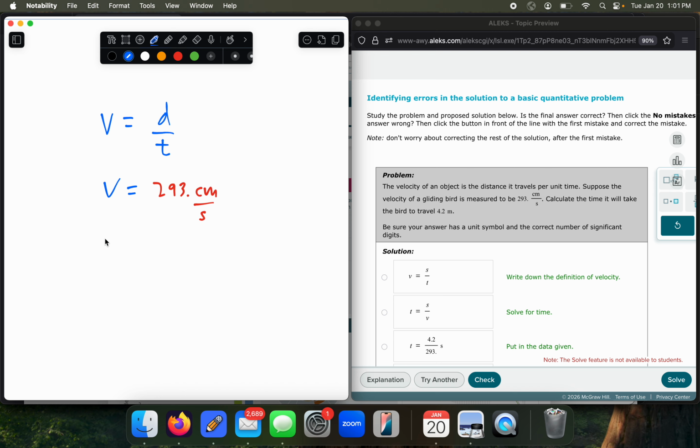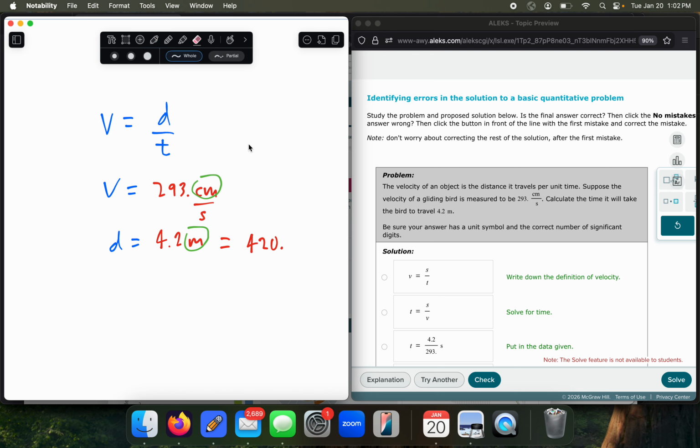And calculate the time it will take. All right, so we're supposed to calculate the time it will take. Oh, if the bird travels a distance, gotcha. A distance of 4.2 meters. Aha, okay, I see you got the same issue here. Centimeters and meters. So I'm going to convert this bottom one here to centimeters real quick. It doesn't matter which one you fix, but the easier one maybe is that. 4.2 meters is a lot of centimeters, so it's going to be 420.